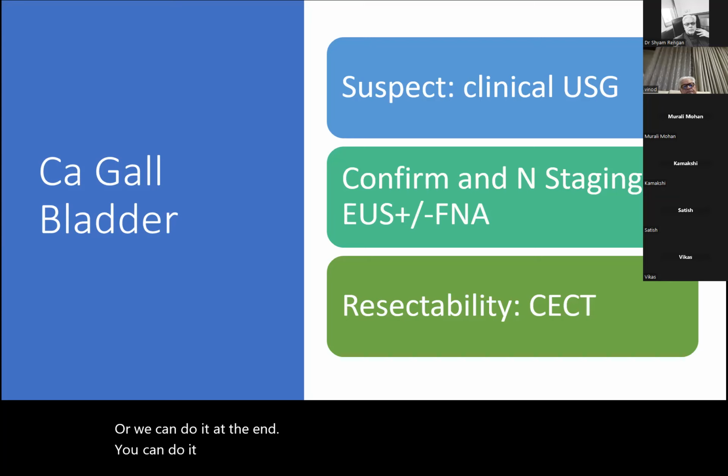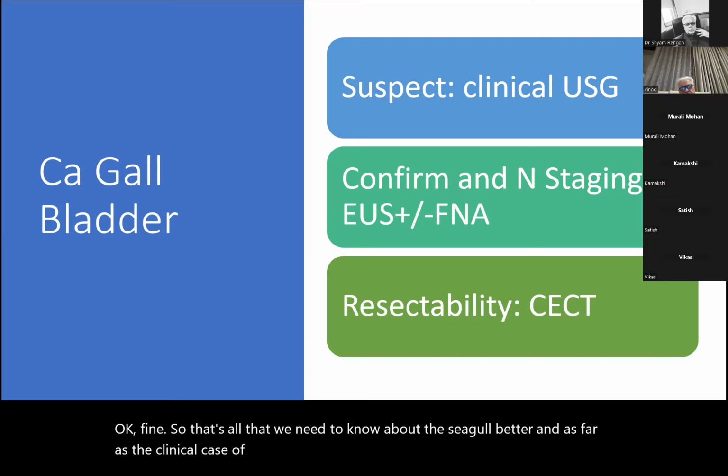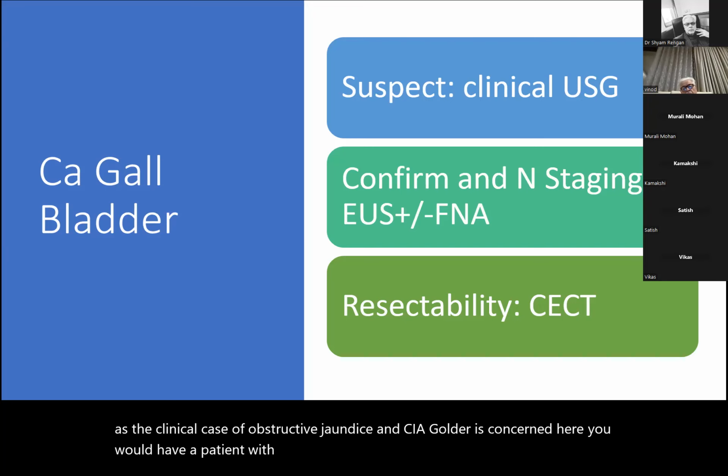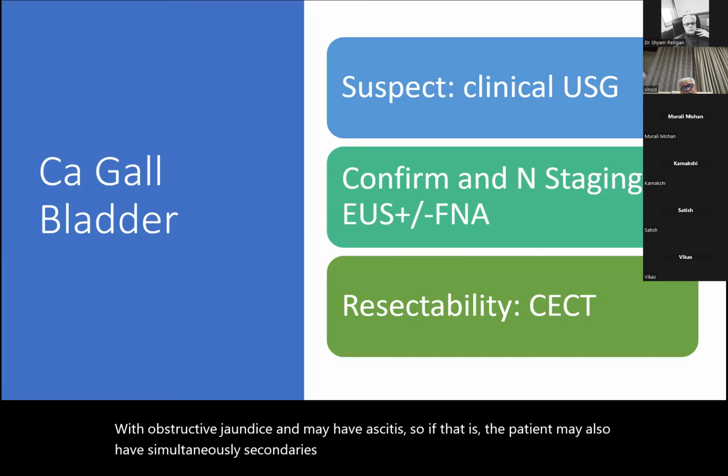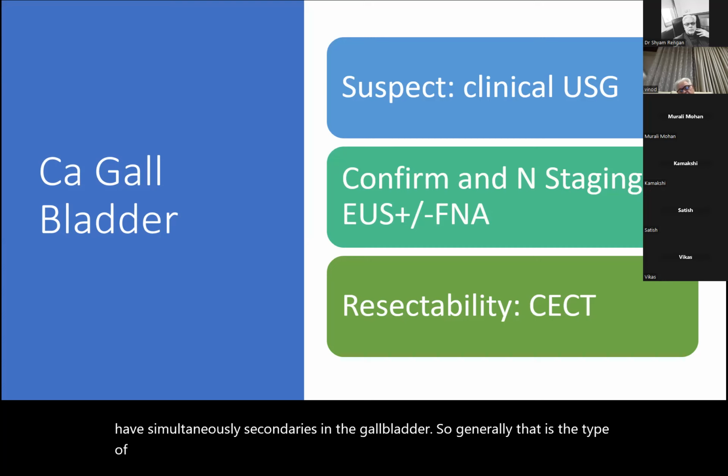Okay, fine. So that's all that we need to know about the CA gallbladder. And as far as the clinical case of obstructive jaundice and CA gallbladder is concerned, here you would have a patient with a mass in the gallbladder with obstructive jaundice and may have ascites. The patient may also have simultaneously secondaries in the gallbladder. So generally that is the type of case that you will get in your exam. And that would mean probably that this patient is past beyond any kind of cure.